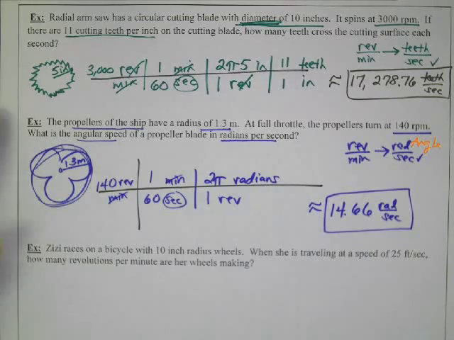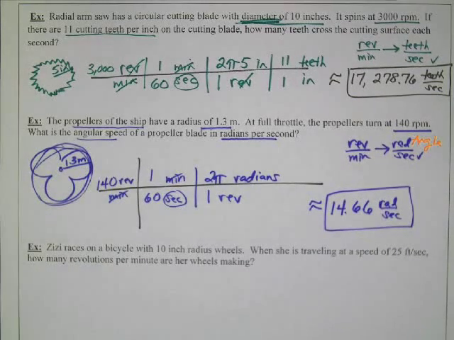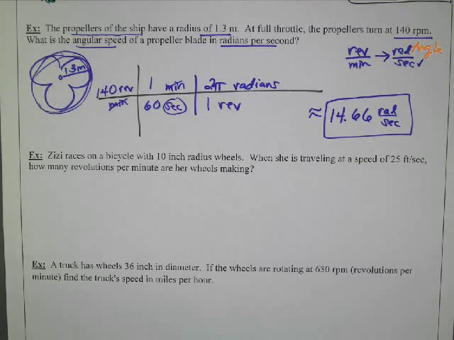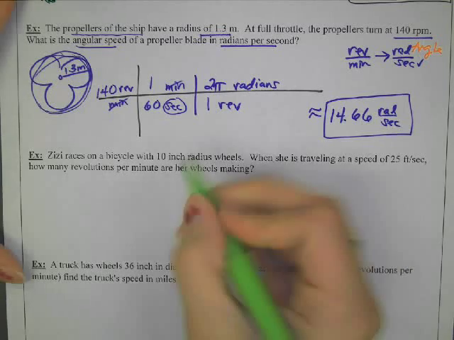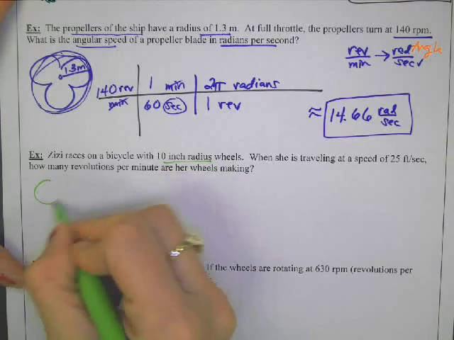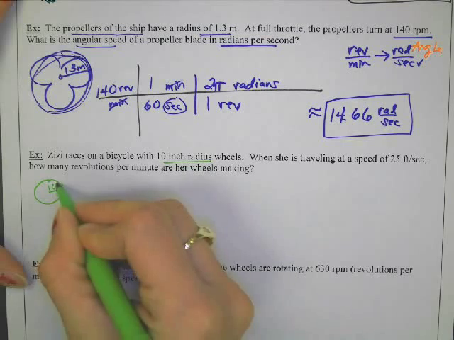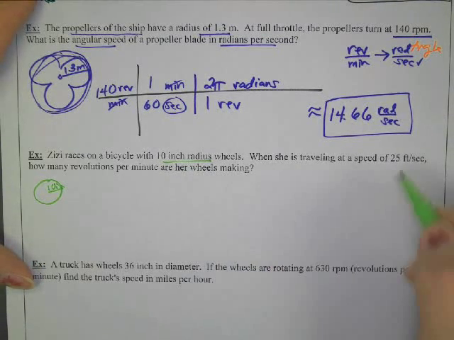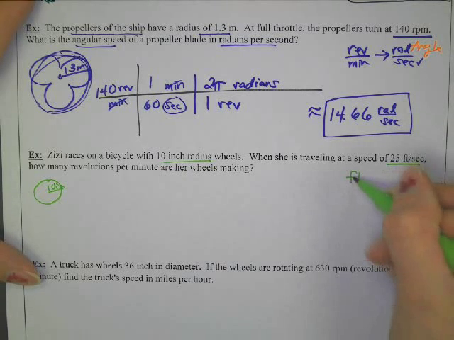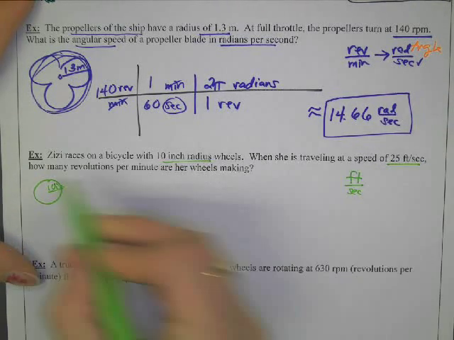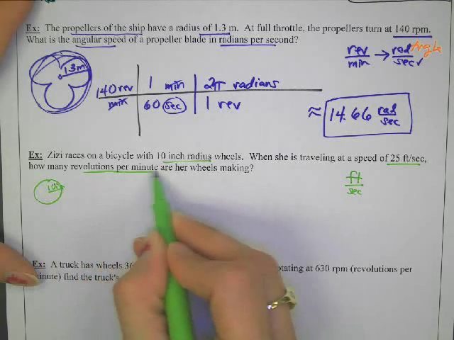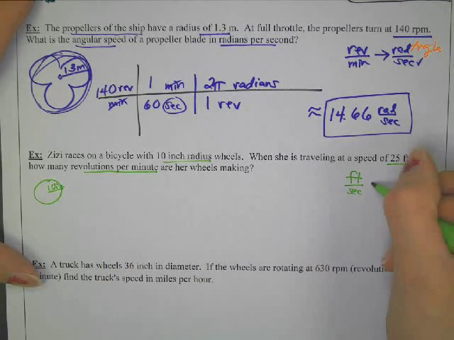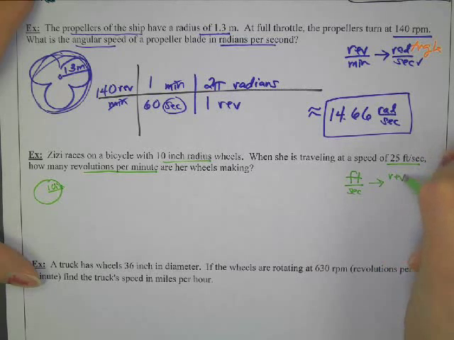Okay. For this next example, ZZ is racing on a bicycle with a 10-inch radius wheel. So let's go ahead and draw our circle here, and the radius is 10 inches. She is traveling at a speed of 25 feet per second, so it seems like we're starting off with feet per second. How many revolutions per minute are her wheels making? So we need to convert that into revolutions per minute.